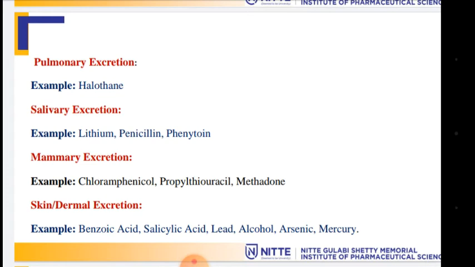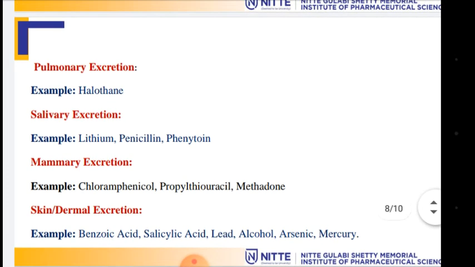Then coming to salivary excretion, excretion of drugs in saliva is a passive diffusion process. Unionized lipid soluble drugs at a pH of 5.8 to 8.4 are excreted passively in the saliva. The bitter aftertaste in the mouth of a patient on medication is an indication of drug excretion in saliva. Examples are lithium and phenytoin.